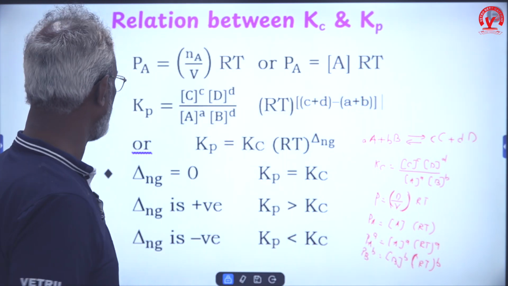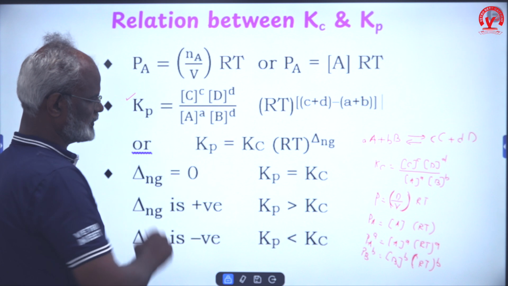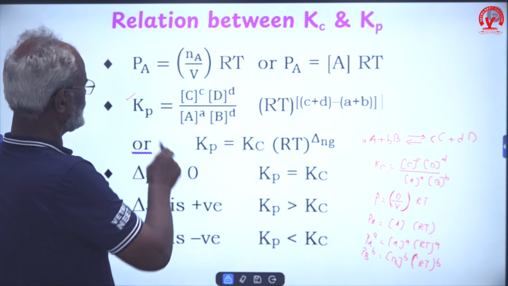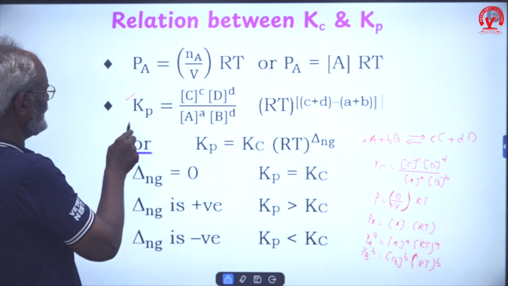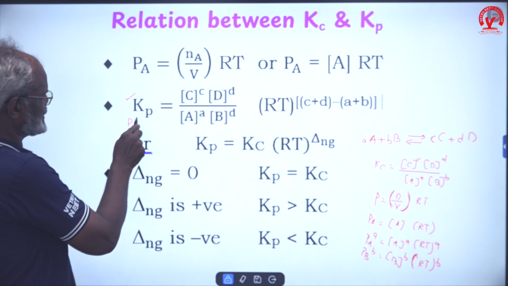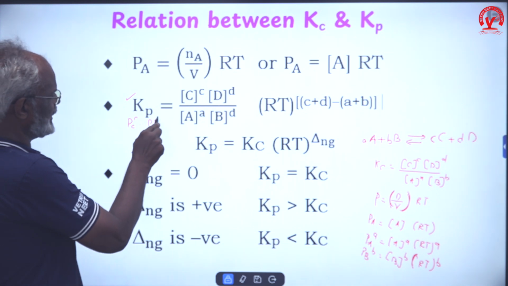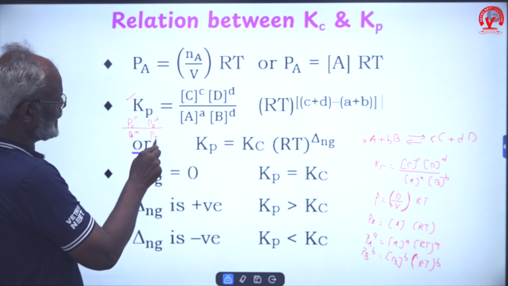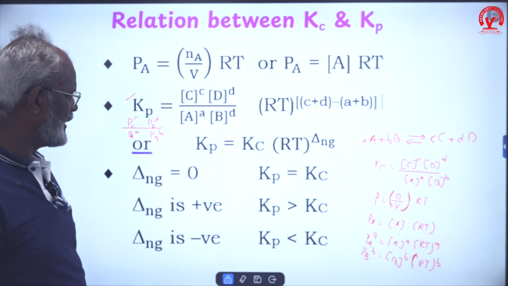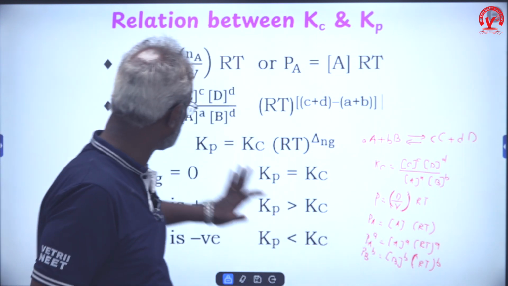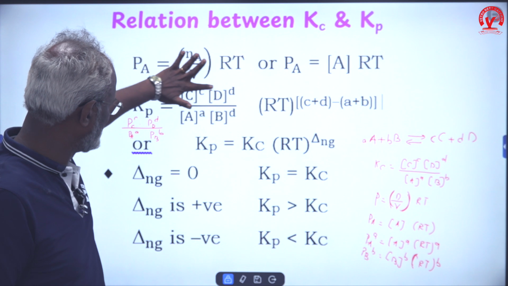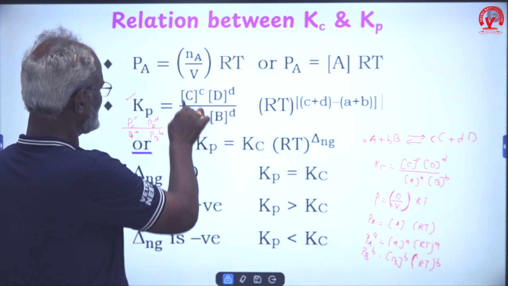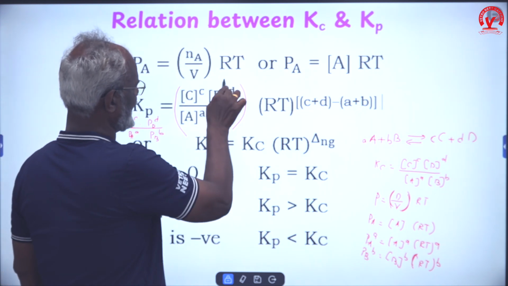Okay, if you write that way, then Kp is equal to, on the left hand side, PC power C, PD power D divided by PA power A and PB power B. Right? On the right hand side you see the constant terms are there. So concentration of C power C, concentration of D power D. So this will be actually our Kc.